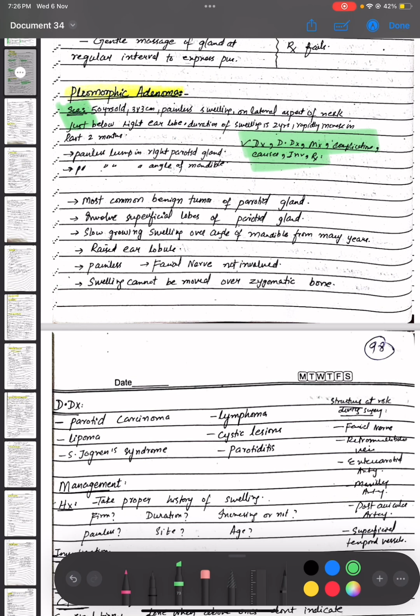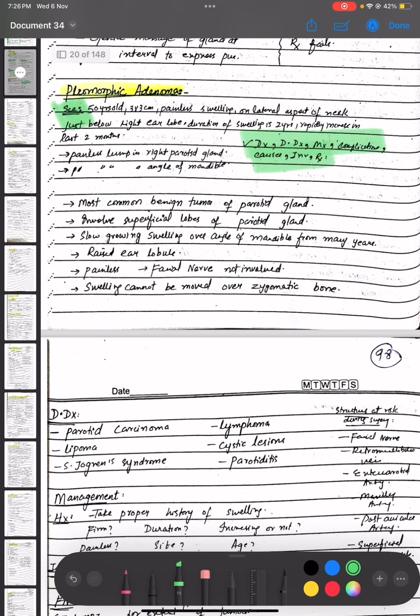Okay, so what are the diagnostic points for the pleomorphic adenoma? These are a painless lump in the right parotid gland and a painless lump in the angle of the mandible. If these points are present in the scenario, then we will diagnose it as a case of pleomorphic adenoma.